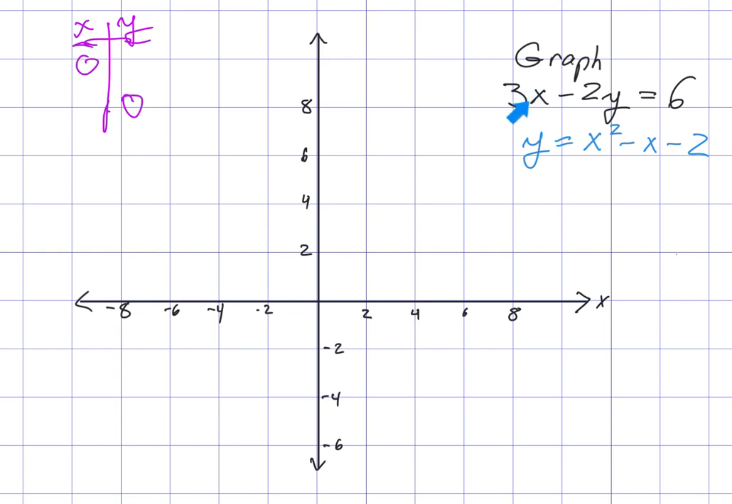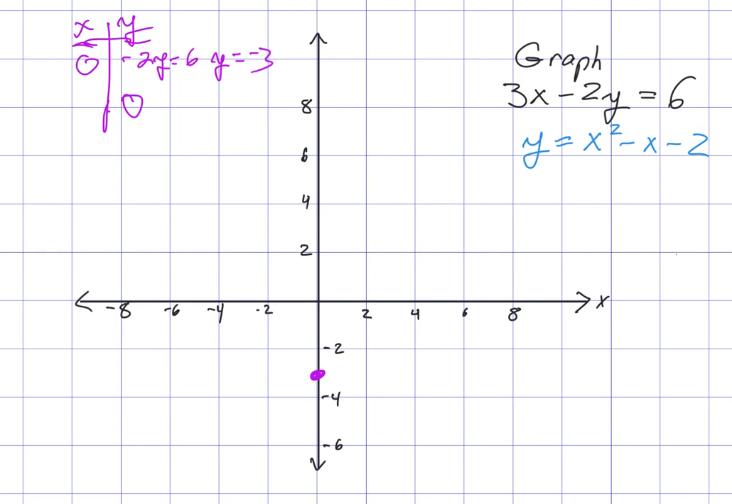So if I go here, put in 0 for x. So this is 0, so I have negative 2y equals 6. So my y value itself equals negative 3. So I plot the point (0, -3). (0, -3) is right down there.